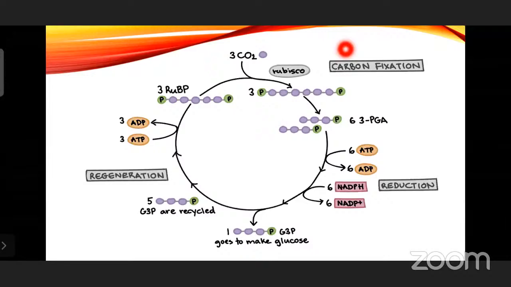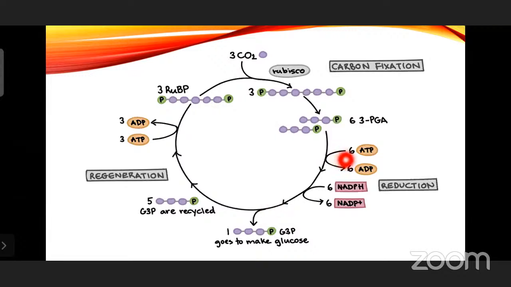Carbon fixation is taking place, carbon dioxide combining with 3 molecules of RuBP in the presence of Rubisco enzyme, and it is becoming phosphoglyceric acid. 6 molecules of phosphoglyceric acid. By addition of ATP and NADPH, the 6 molecules of phosphoglyceric acid are getting reduced and finally becoming glyceraldehyde 3-phosphate.